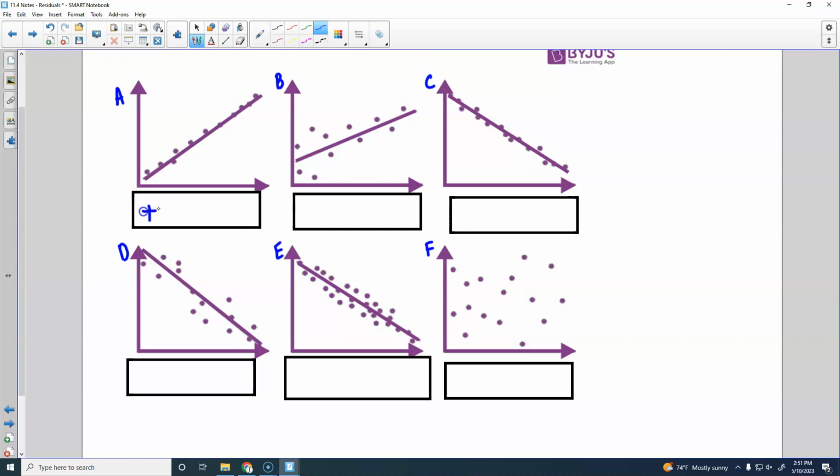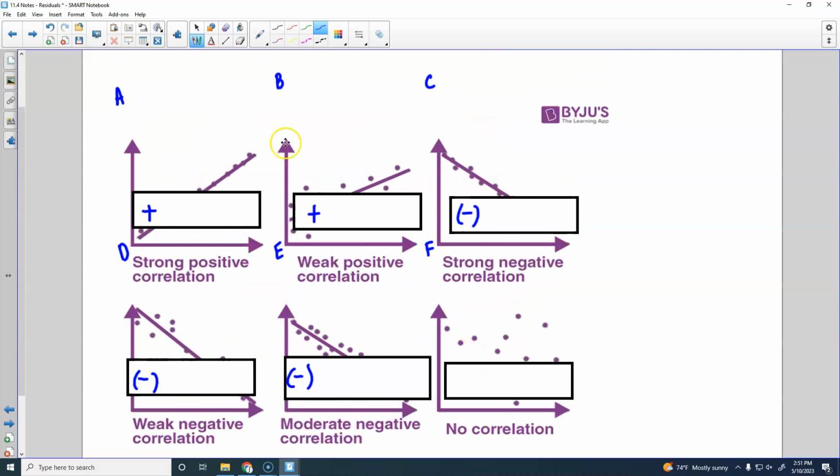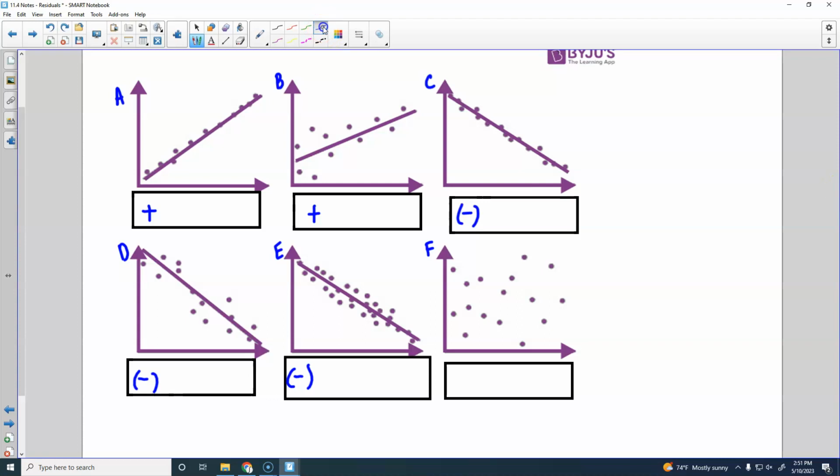Okay, A and B would be positive. I agree with those statements. Which ones would have a negative correlation? The C, D, E, these are negative. What would you say about F? No correlation. Okay, F, I would say that F would be a no correlation. Actually, it may have been because I put boxes over these because I couldn't get rid of them.